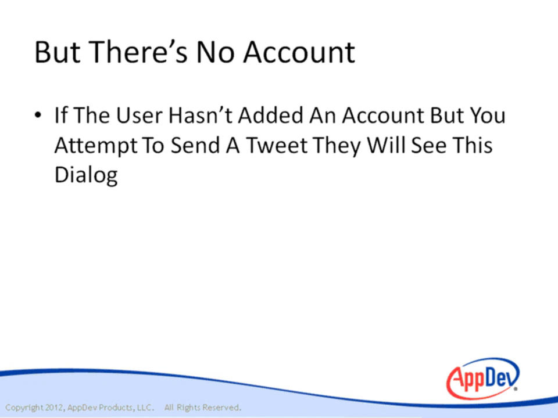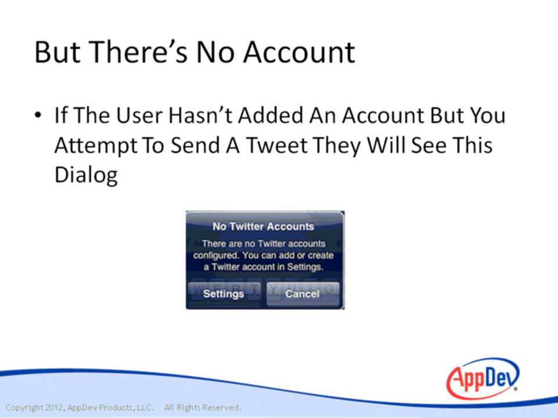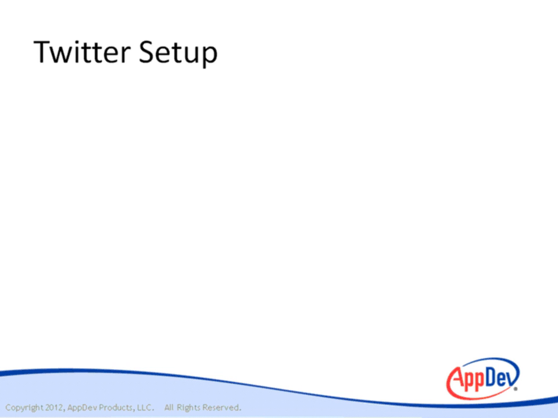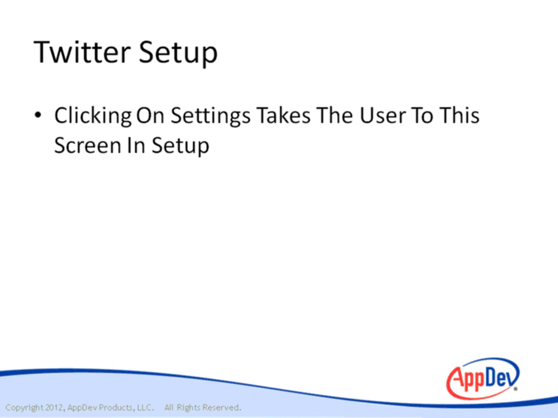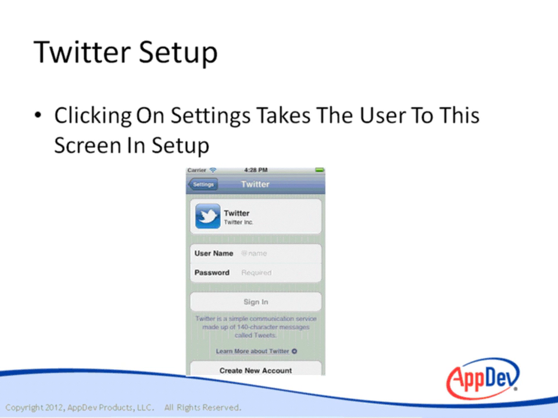If you try and send a tweet but the user hasn't added an account to their phone yet, they're going to see a dialog that looks a lot like this. They can either cancel out of this or hit Settings and they can add an account there. Clicking on the Settings button takes the user to this screen in their setup. Here they can add an existing Twitter account, or there's even a button to create a new account.